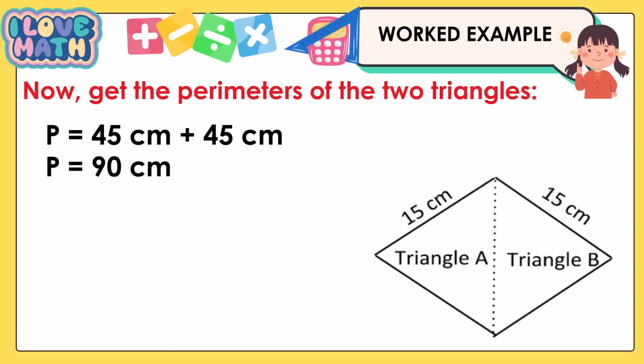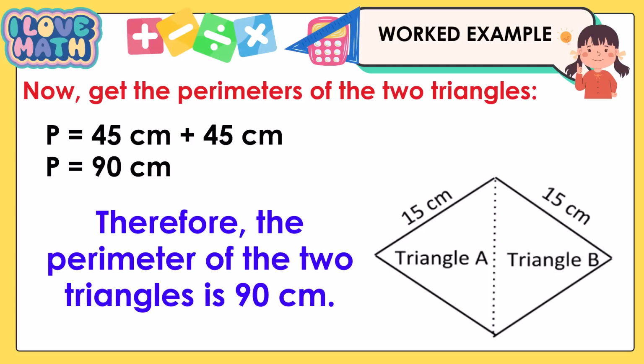Now, get the perimeters of the two triangles. P is equal to 45 centimeters plus 45 centimeters. P is equal to 90 centimeters. Therefore, the perimeter of the two triangles is 90 centimeters.